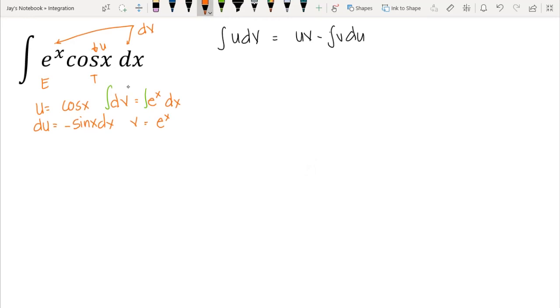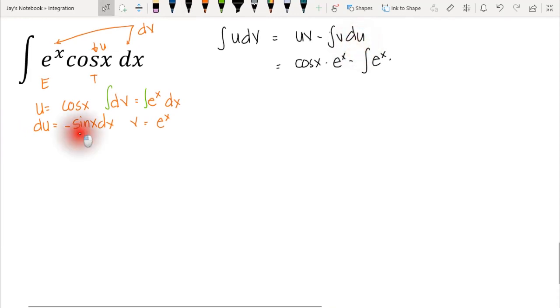Then we substitute the value of u, du, and v here in our by parts form, and that is uv minus the integration of v du. First, we substitute the value of u. Our u here is cosine x, times our v is e raised to x, minus the integration, our v is e raised to x, times our du is negative sine x dx, so we have negative sine x dx.